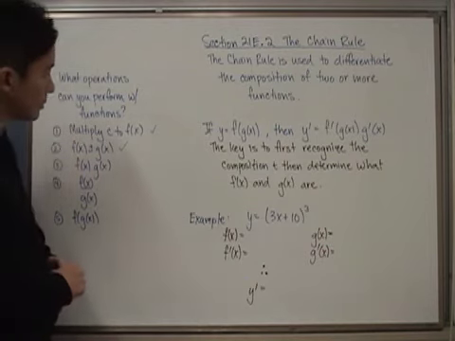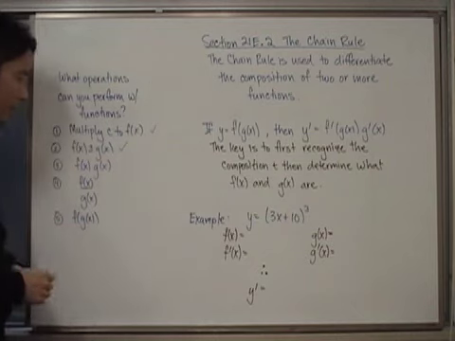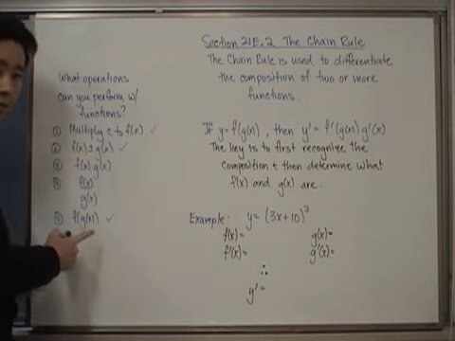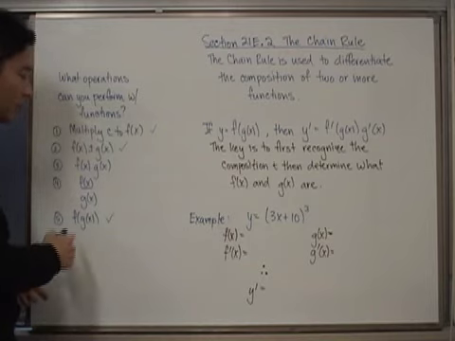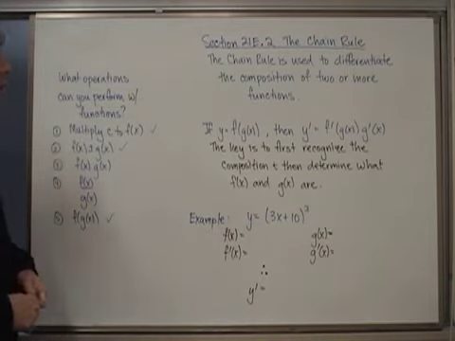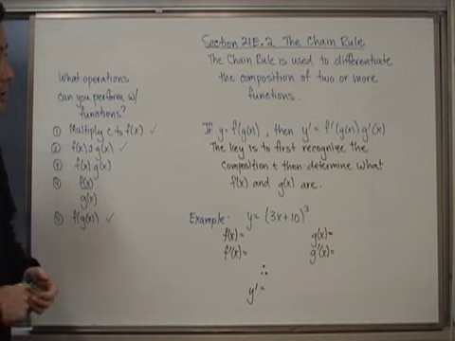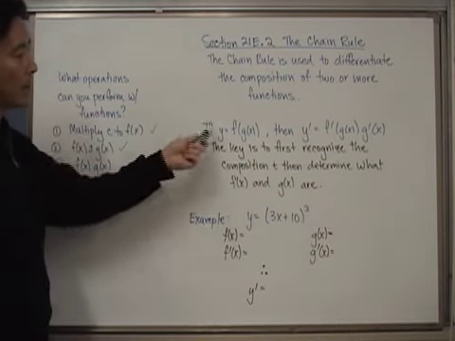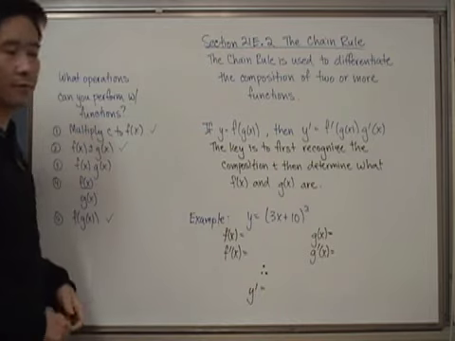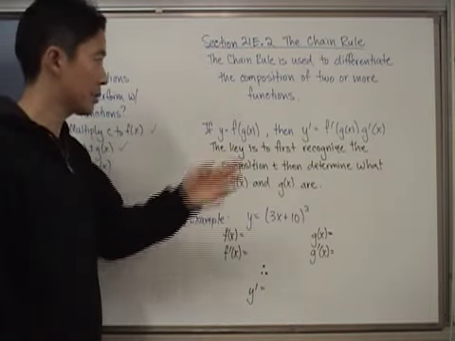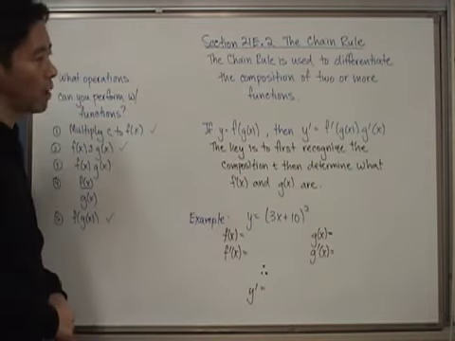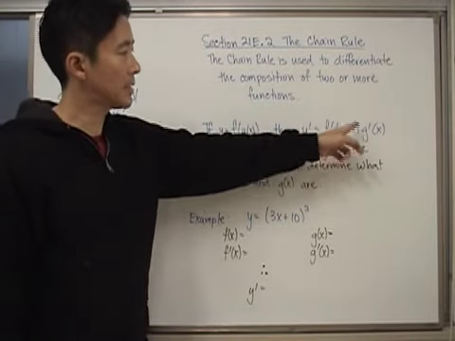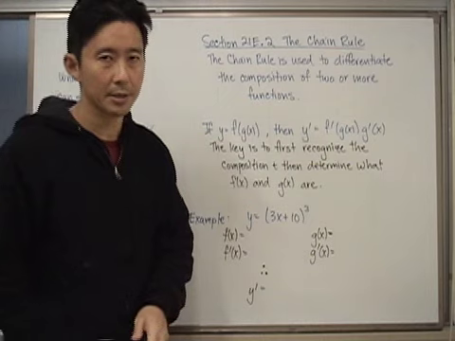Okay, so what we're going to look at now is how to differentiate a composition of functions. In other words, when you actually compose two functions. So that's what the chain rule is used for. Let's jump straight into the rule. The rule says that if you have y is equal to f of g of x, and notice that this is the composition of two functions, then y prime is going to be equal to f prime of g of x times g prime of x.